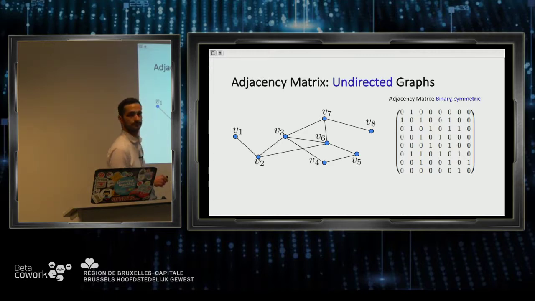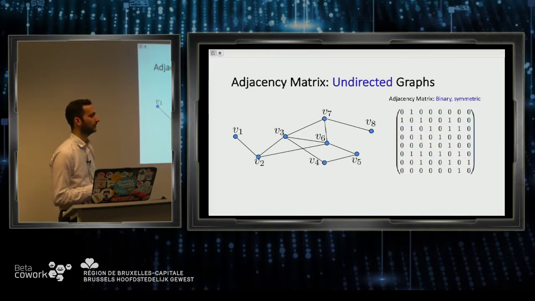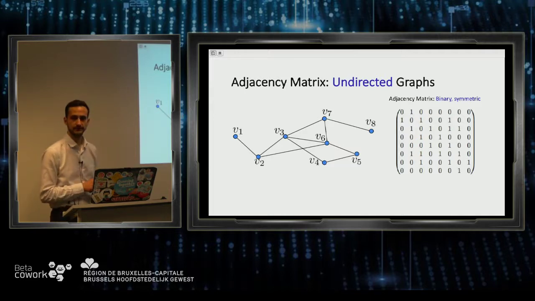All right? With this representation, can you connect to yourself? If node 1 would connect to itself, what would you observe in this matrix?